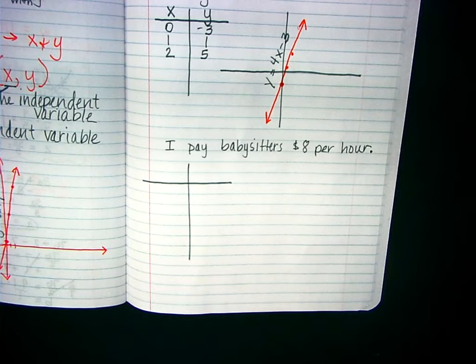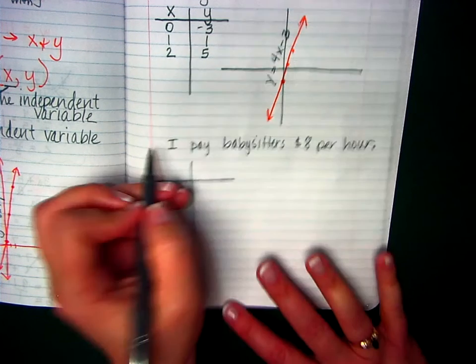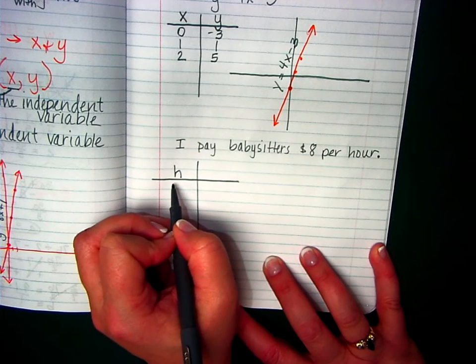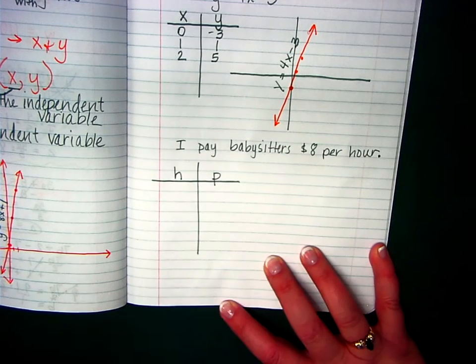The pay, so think of it this way, does the pay depend on the hours, or do the hours depend on the pay? The pay depends on the hours. However long they're there, that's how much I pay them. It depends how long they are. So the pay depends on the hours. That means the hours is the independent variable, and the pay is the dependent variable.